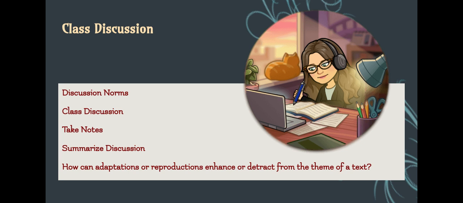During the discussion, you are going to take notes on the discussion tool to summarize the claims, evidence, and reasoning of your peers. At the end of the discussion, you will summarize the discussion on your discussion tool. The question that we will be discussing is, how can adaptations or reproductions enhance or detract from the themes of the text? Now we're going to review our discussion norms.